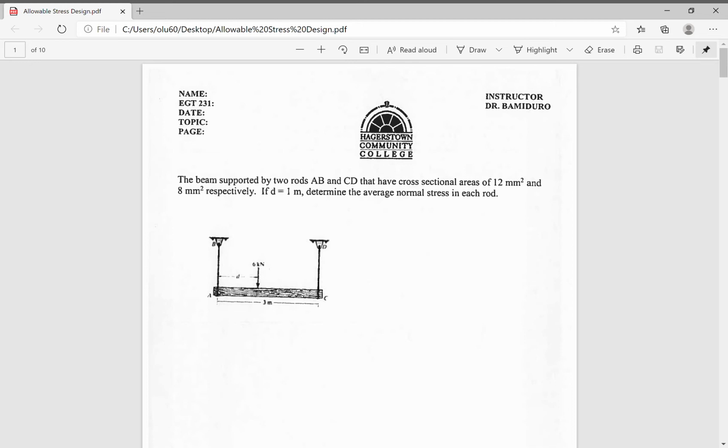Okay, good afternoon, class. Let's continue with our topic, where we're looking at the average normal stress concept.